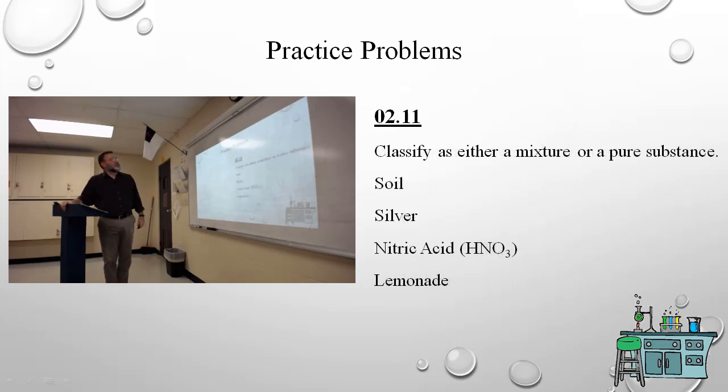Number 11. Classify as either a mixture or a pure substance. Before we look at each of those, a pure substance is something where, when you have a sample of it, every single structure that you have is exactly the same. If you have a sample of an element, that means every atom is exactly the same. And if you have a sample of a compound, that means that every molecule is exactly the same. But if you have something that has different things mixed together, then we call it a mixture.